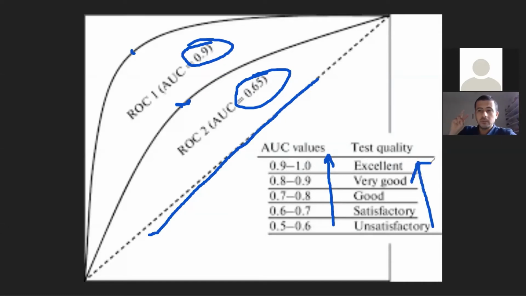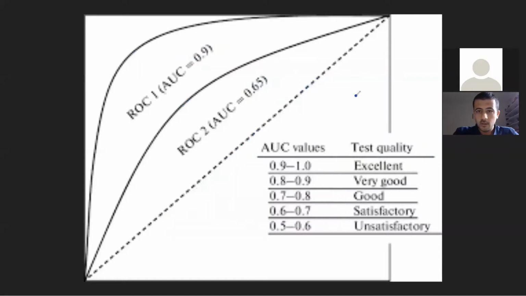So I don't compare two tests by their sensitivity alone or their specificity alone. I need to compare them with both of them, or by taking that number that represents both of them, which is the AUC. Okay.